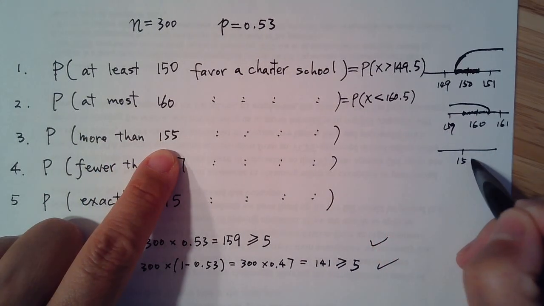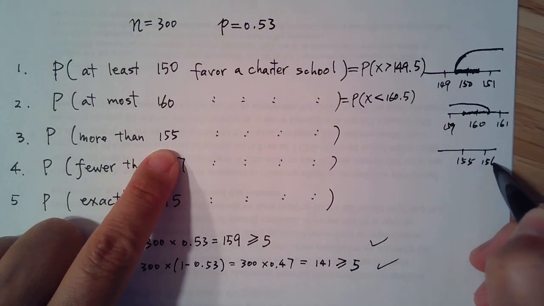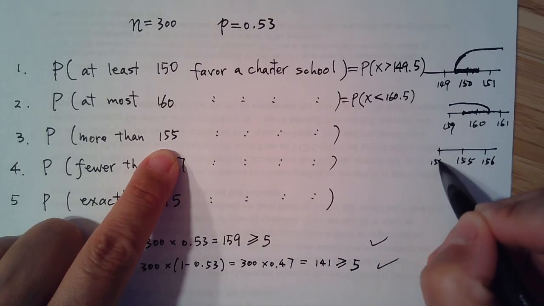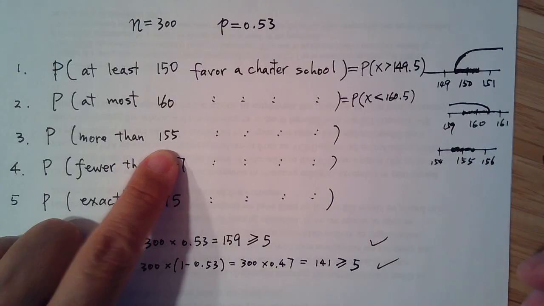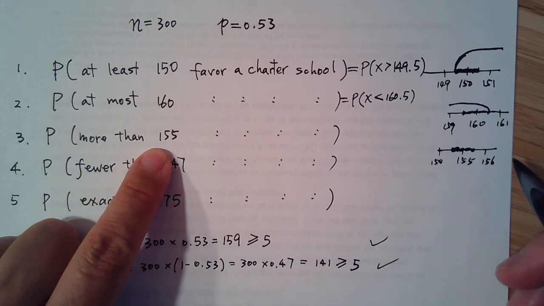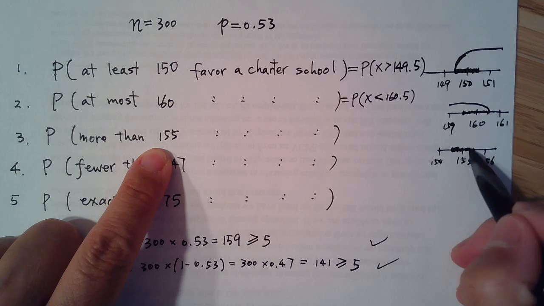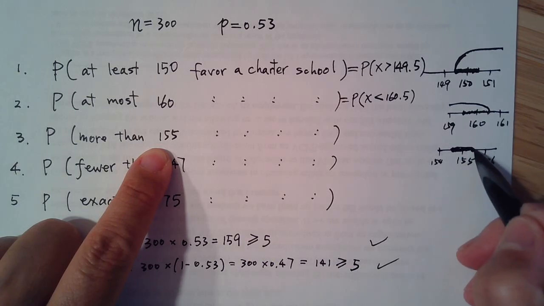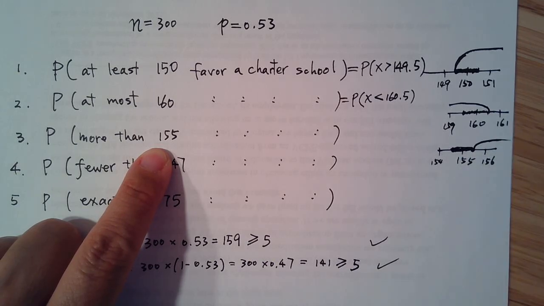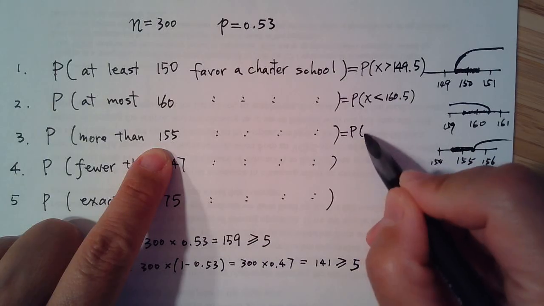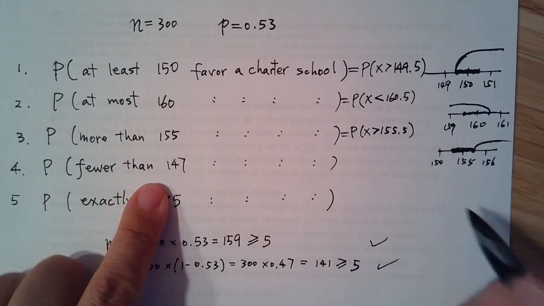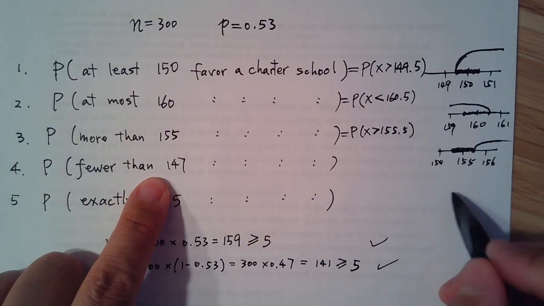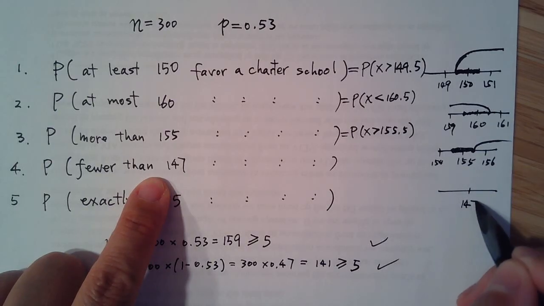Okay, now this one, more than 155. So here's 155, 156, and 154, and here is your 155, right? When we say more than, it means it has to be more than, has to be at least 156. 155 will not be included, so it's going to be like that. So this is the probability that x is greater than 155.5.